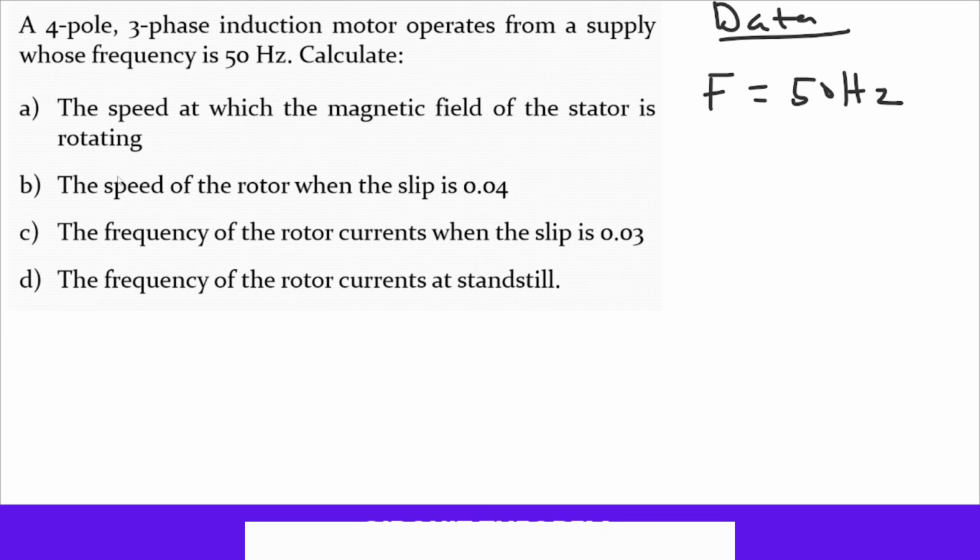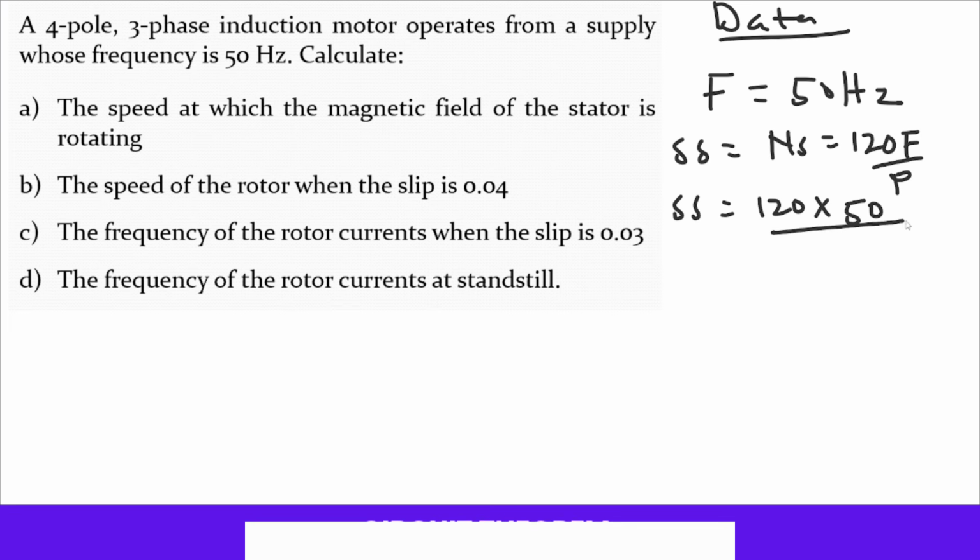So what we are looking for is the speed at which the stator is rotating. Now we know for an induction motor the speed of the stator field is the same as the synchronous speed. So the stator speed is the same as the synchronous speed and is given by 120 F over P. It means that the stator speed will be equal to 120, the frequency is given as 50, all divided by P.